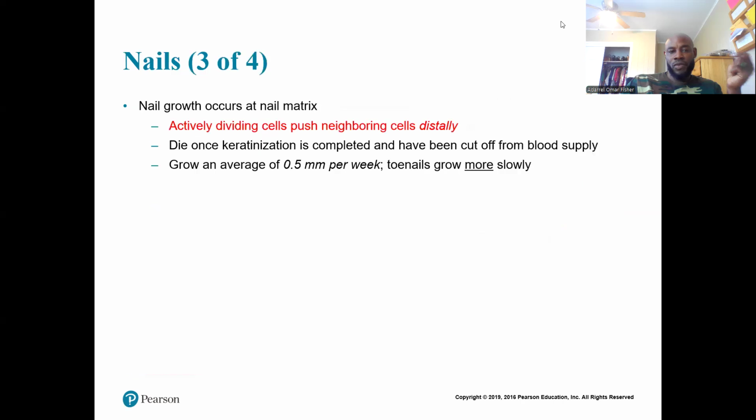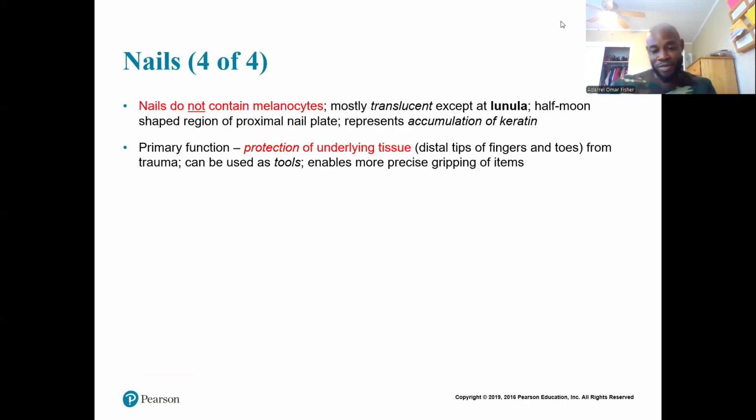So know the general idea: the actively dividing cells push the neighboring cells distally. The cells are pushed out, very similar to hair, very similar to skin. They die once keratinization is completed and they have been cut off from the blood supply. Average growth of a nail is 0.5 millimeters per week. Toenails grow slower than your fingernails. And some of you who got manicures and pedicures know that very well.